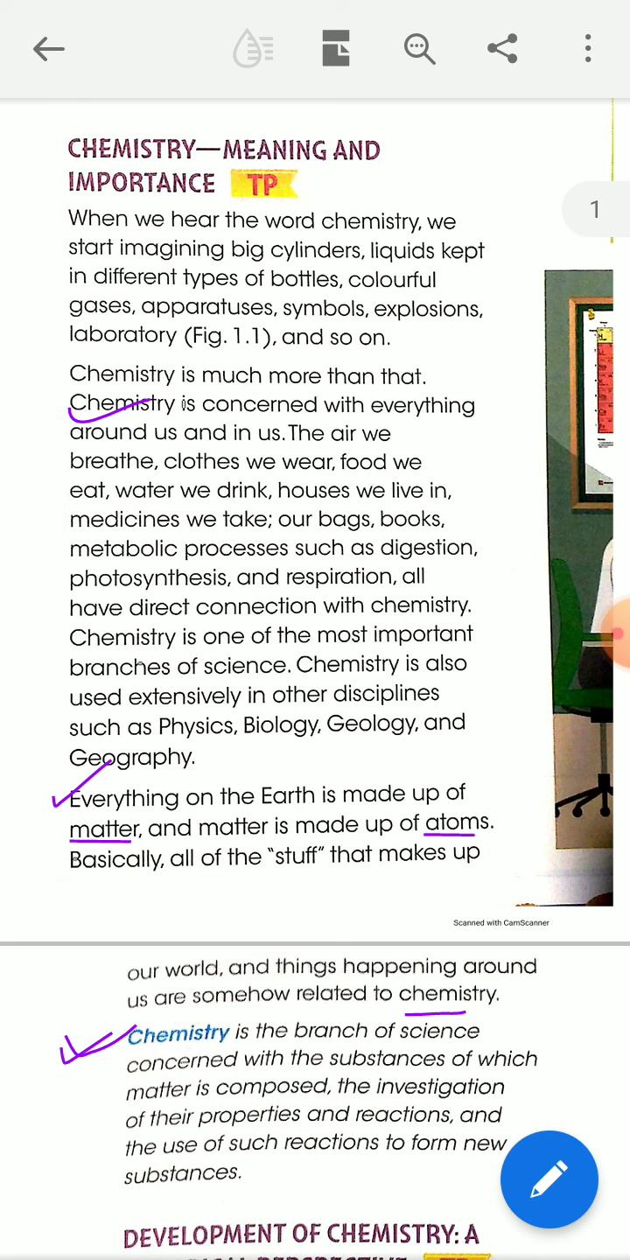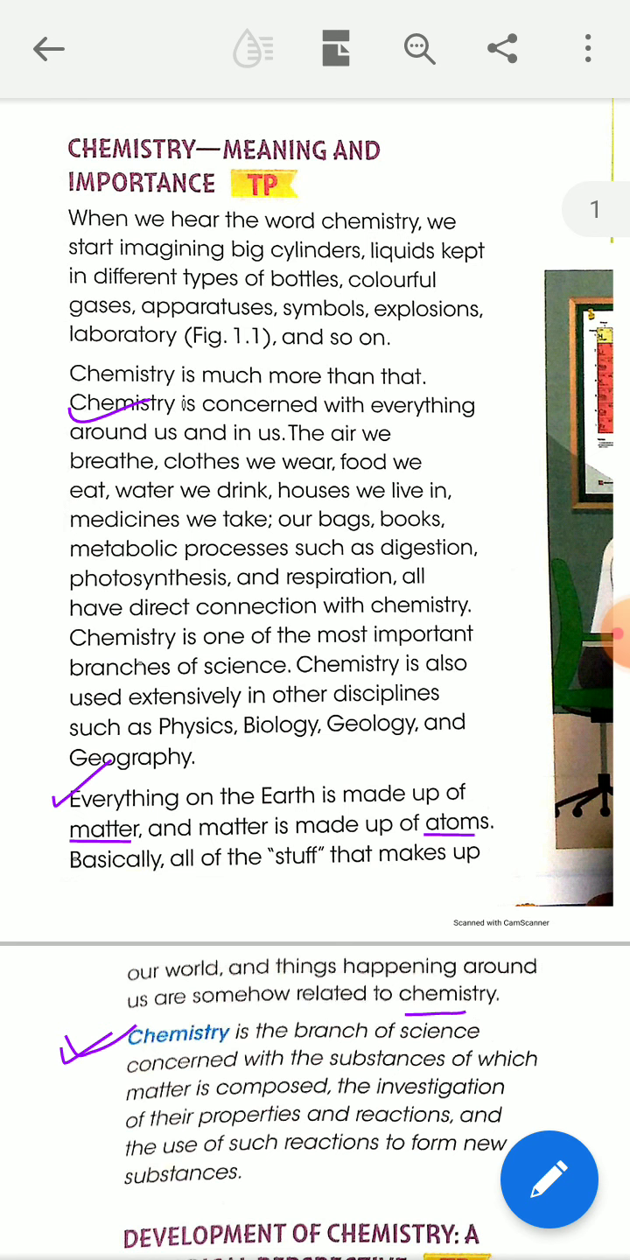Chemistry is the branch of science. Okay, and chemistry is concerned with everything around us and in us. The air we breathe, clothes we wear, food we eat, water we drink, medicine we take, our bag, books, metabolic processes such as digestion, photosynthesis, respiration, all have direct connection with chemistry. So chemistry is one of the most important branches of science.